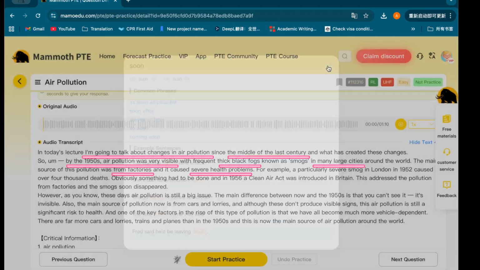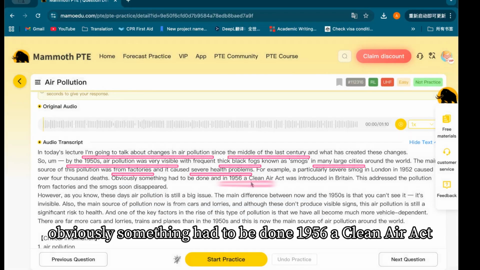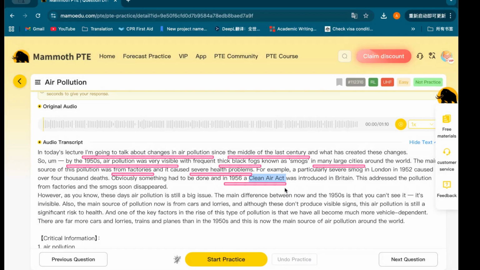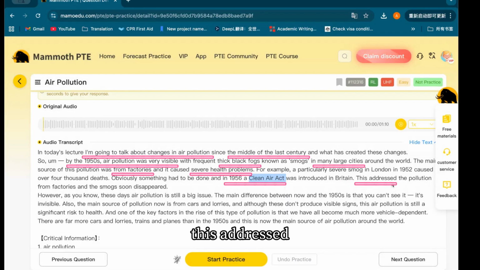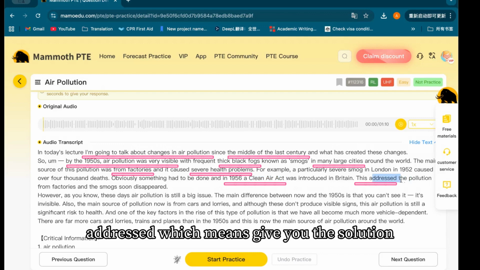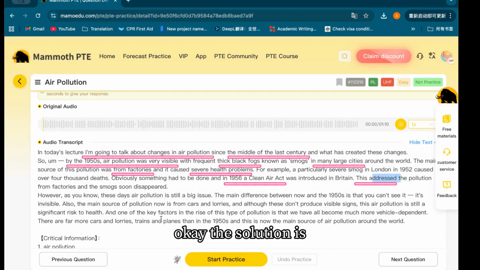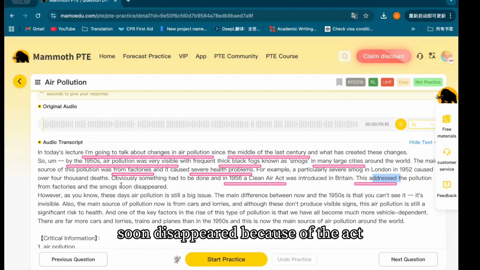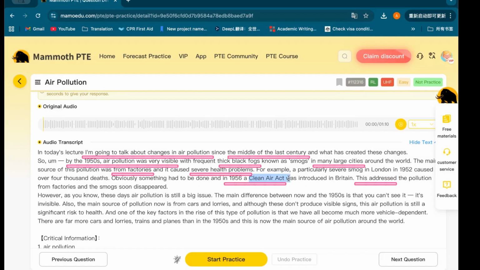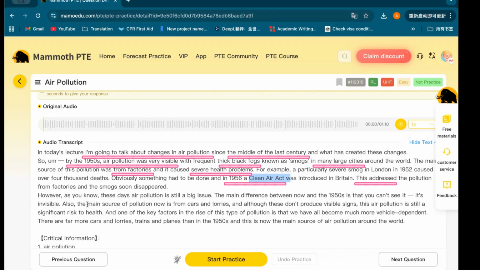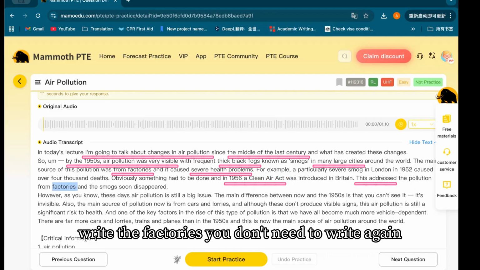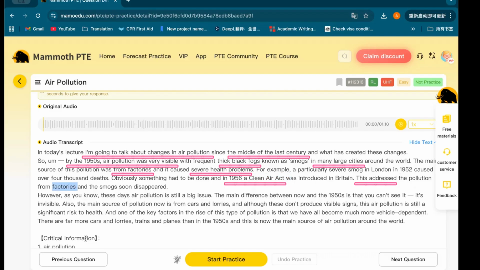And then, obviously, something had to be done in 1956, a Clean Air Act. This is a term. You can write it down. It was introduced in Britain. This addressed, addressed, which means give you the solution. Okay, the solution is a pollution from factories and a smoke storm disappeared because of the act. So this is our logic. So you need to put all of these notes down. Okay. If you already write the factories, you don't need to write again. Only once. That's enough.